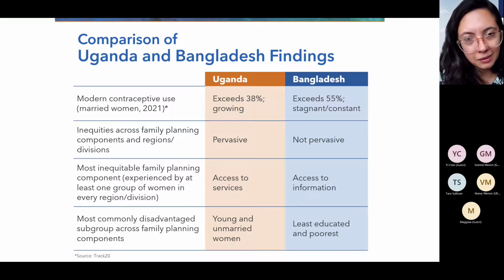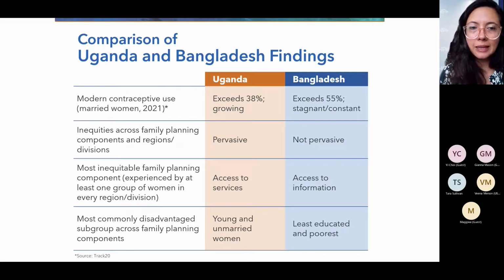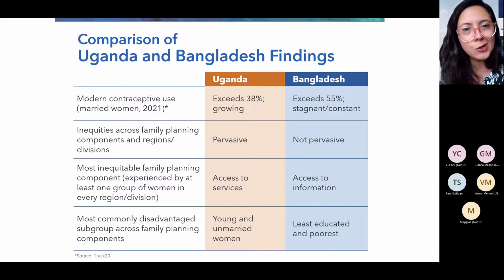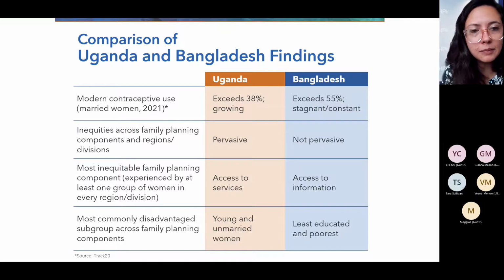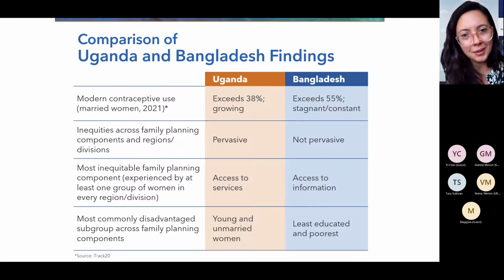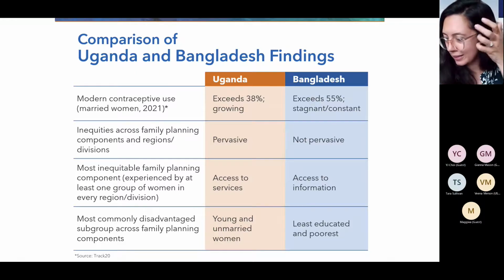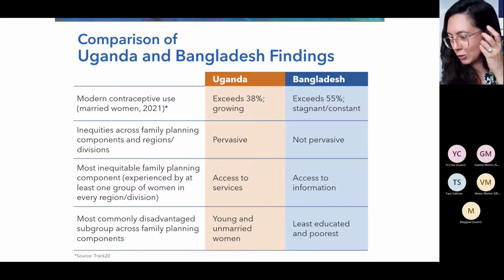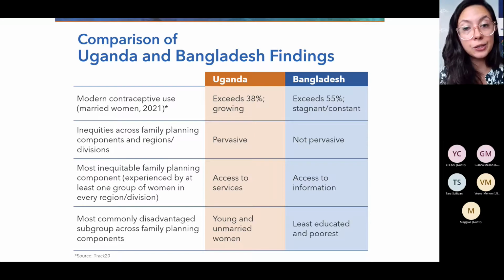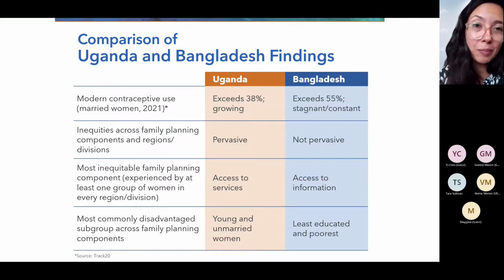When we ran the code for each country using their latest DHS, we found that in Uganda, inequities in family planning were generally pervasive across the regions and divisions therein. Versus in Bangladesh, they were very much concentrated on a handful of regions, which you'll see visualized. The family planning component that was delivered most inequitably in Uganda was access to services, which you remember was proxied based on your exposure to family planning providers and community healthcare workers. And in Bangladesh, it's access to information, which is proxied by exposure to mass media.